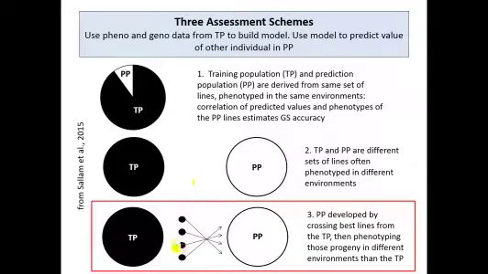shown down here at the bottom, you take individuals selected from the training population, make crosses between them, and develop prediction populations. So in this scheme, you're actually doing selection and breeding, crossing, recombination. And so this is really the most realistic way to assess genomic selection because you're actually using it. And then you can phenotype progeny from these prediction populations to see how good genomic selection is working.